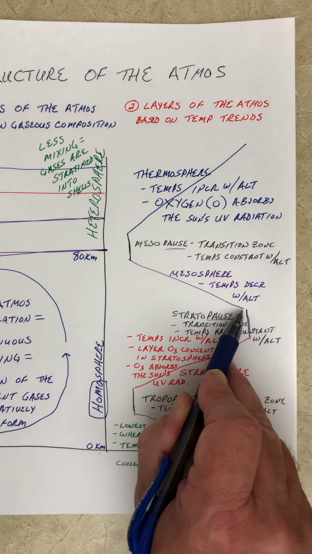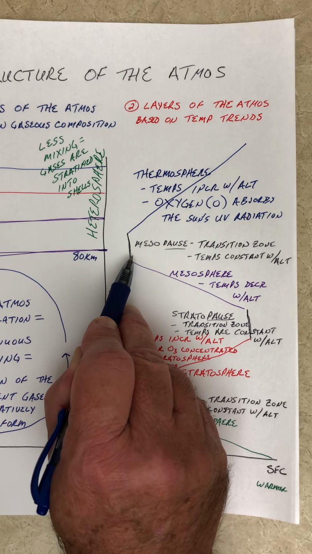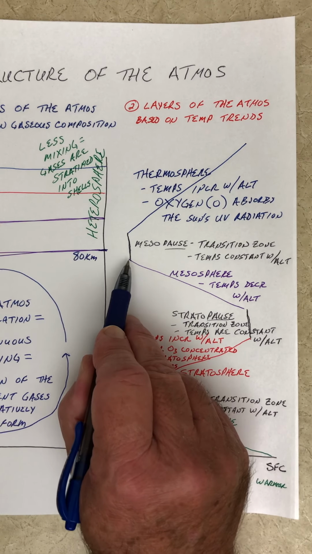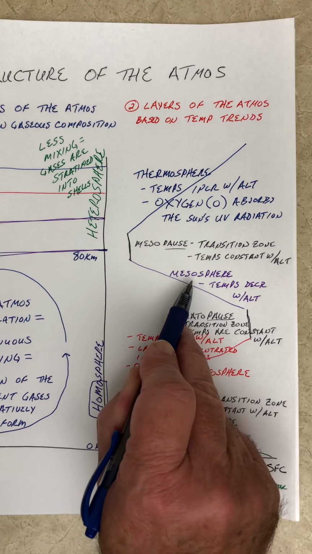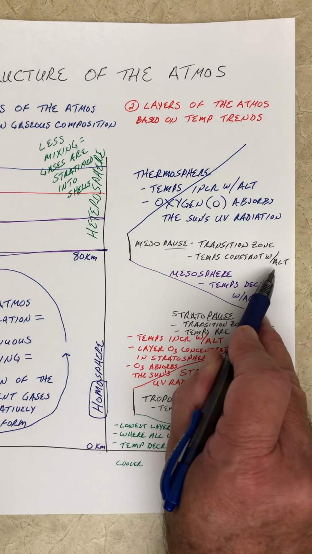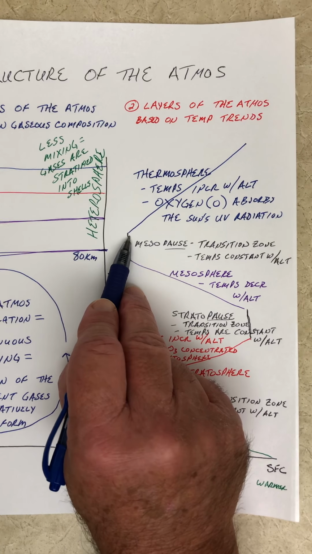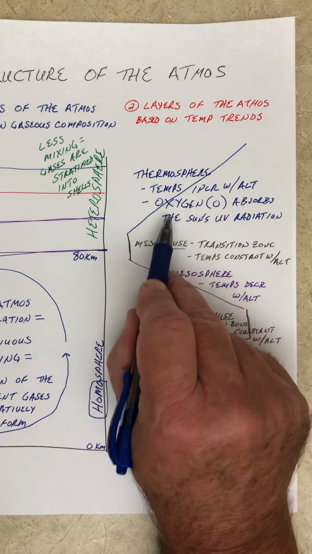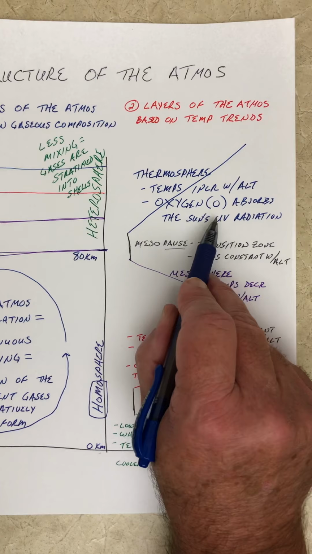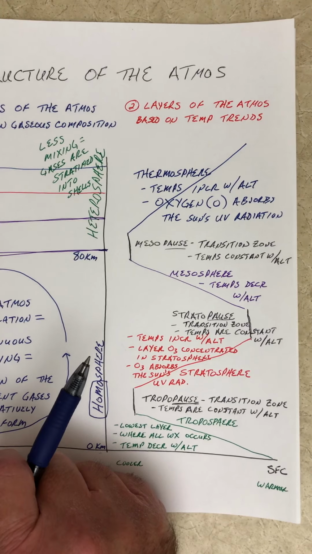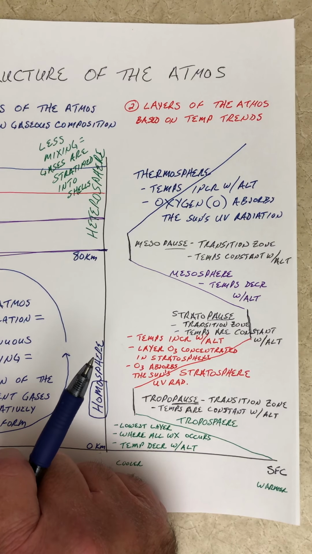When we reach the mesosphere, temperatures are once again decreasing with height, or altitude. Then we hit another pause, the mesopause. It's a transition zone between the mesosphere and the thermosphere. And once again, with pauses, the temperatures are constant with height. And then at the thermosphere, above 80 kilometers, temperatures are increasing with altitude, primarily because the oxygen is absorbing the sun's ultraviolet radiation. Okay? So that pretty much covers chapter 2. And so now we're ready for our first quiz.